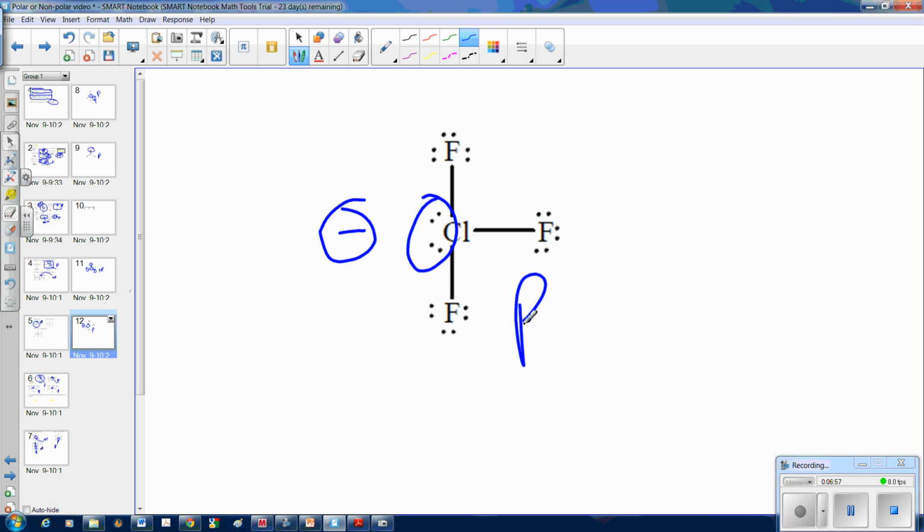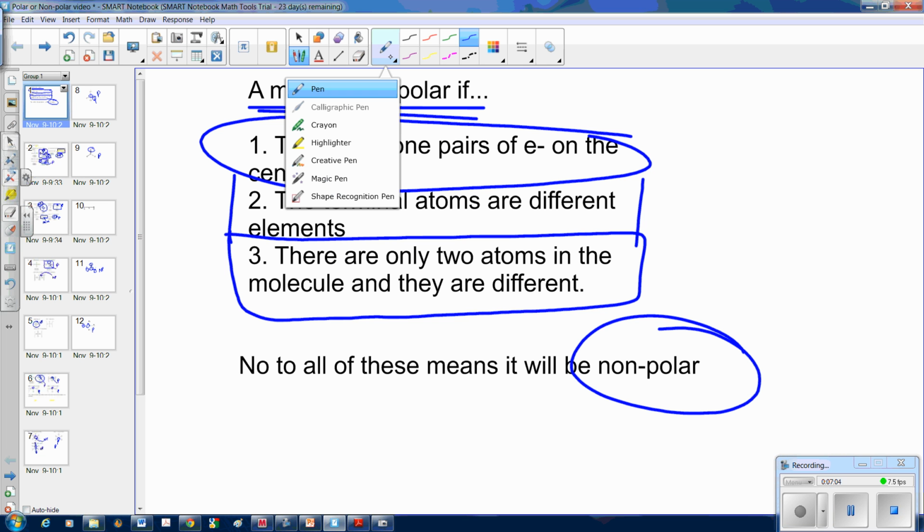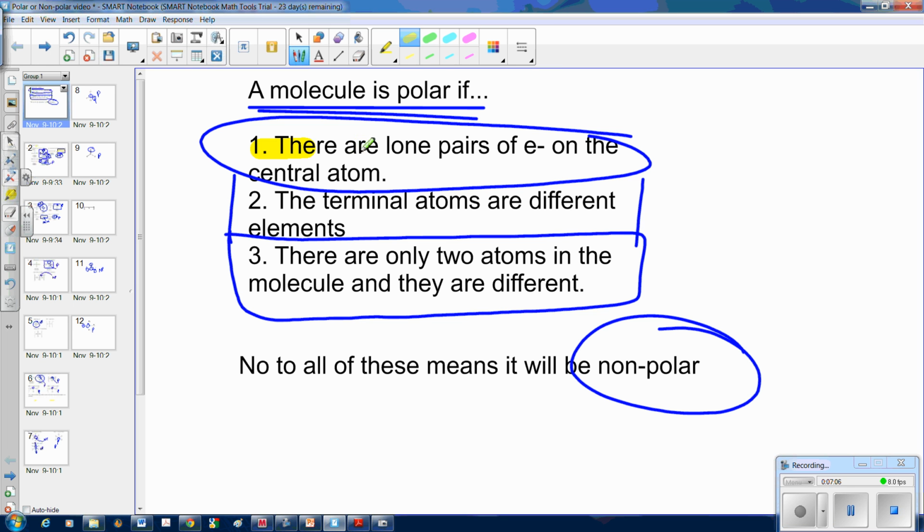So the key when you're doing the homework this weekend, first and foremost, is you want to look at making sure that if you have lone pairs of electrons only on the central atom, automatically makes it polar. Different terminal atoms automatically makes it polar. If it's only 2 atoms in the whole molecule and they're different, means different electronegativities, polar. If you have no to all of these things, you have a nonpolar molecule. Pretty much 90% of the time you're just looking at 1 and 2.